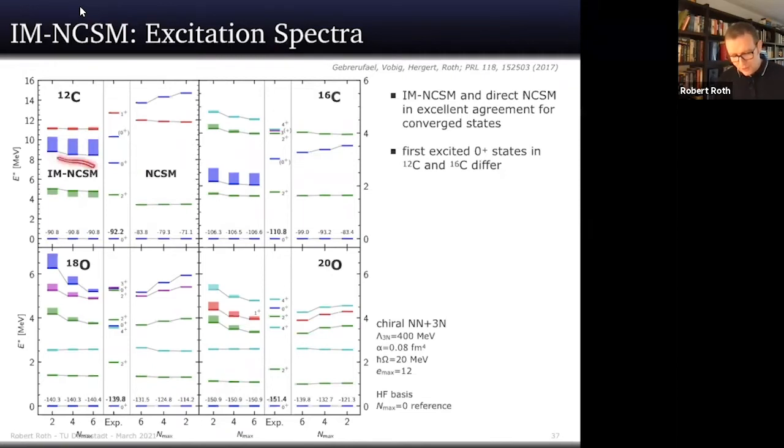So this 0+ is famous. That's the so-called Hoyle state. It's a strongly alpha cluster dominated state. And this is notoriously difficult to describe in a harmonic oscillator basis. Even the in-medium NCSM has problems, because these bars which are shown here indicate the variation of the position of this state if you change the flow parameter out in this plateau region where nothing is supposed to happen anymore. So you see there's also something difficult in the in-medium SRG world.